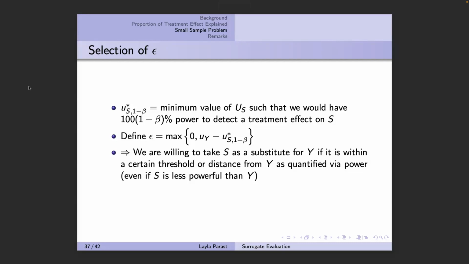So you define your epsilon as the max of 0 and UY minus US star. So again, I'm willing to take S as a substitute for Y if it's within a certain tolerated threshold, where I've defined that threshold based on desired power. So this is just one way that we sort of made up to select epsilon. I'm sure there are other ways and probably some optimal ways, but this is one way that we came up with.